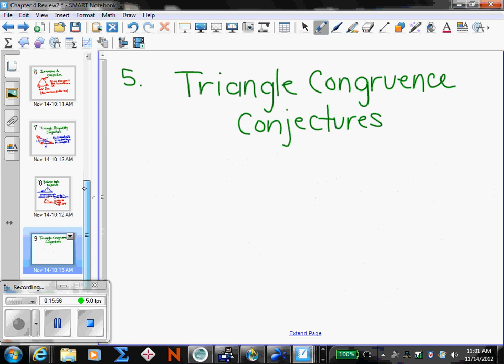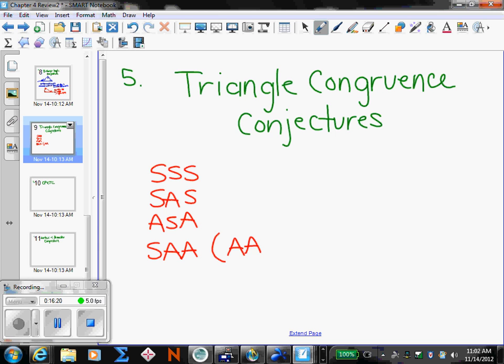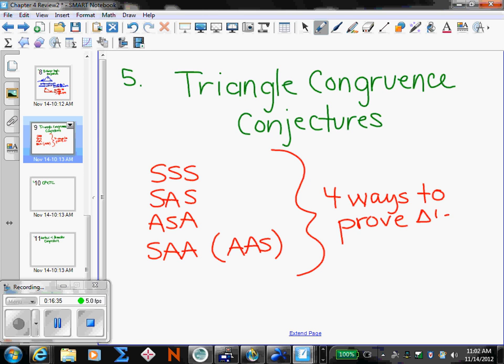Your fifth flap, the triangle congruence conjecture. How do you prove triangles congruent? We learned that you can do it by side, side, side, side, angle, side, angle, side, or side, angle, angle, which can also be written as angle, angle, side. So those are your 4 congruence conjectures. 4 ways to prove triangles congruent. Those are the only 4 that work.